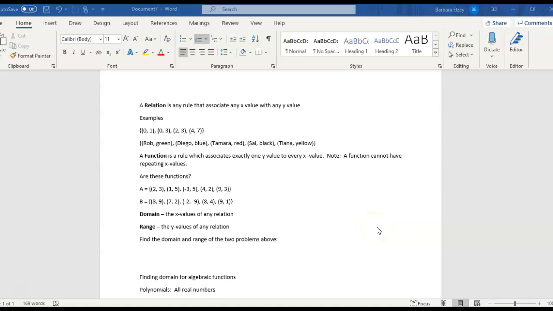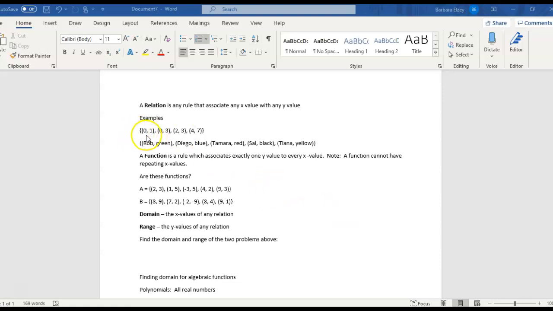Okay, so this week we're going to start talking about functions. So let's get a few definitions and then we'll see some examples. A relation is any rule that associates any x value with any y value. You can think of a relation as any set of points.